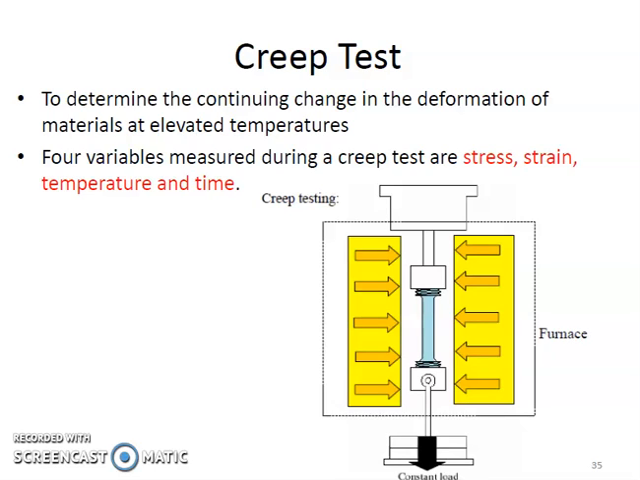Initially, we first fix the temperature and then we apply the tensile load, a constant load. As the temperature keeps increasing, the specimen will expand. Four variables are measured during the creep test: stress, strain, temperature, and time.